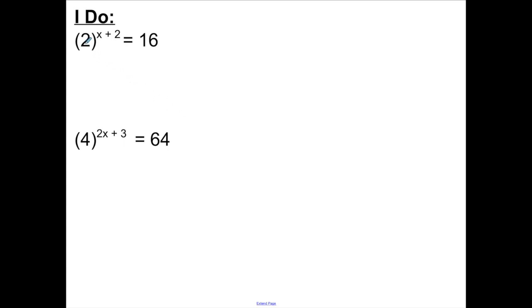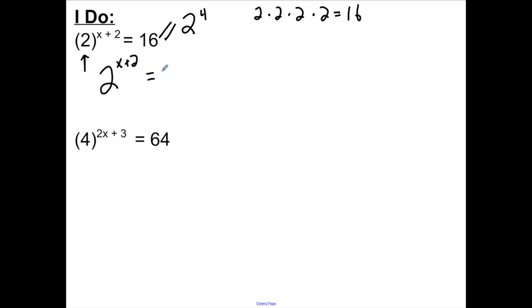Here, for example, my base is already alone. It's 2 to the x plus 2. This is my base. It's alone. Now I'm going to look at 16, and I'm going to ask myself, can I write that as 2 to the power of some number? And the answer is yes. It's 2 to the power of 4, because 2 times 2 times 2 times 2 is equal to 16. So for 2 to the x plus 2, instead of writing 16, we're going to write an equivalent expression.